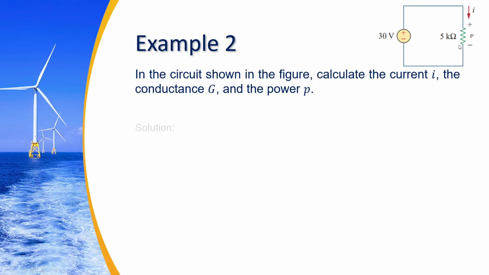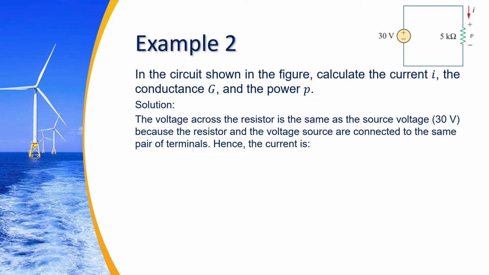Okay? So, first, the voltage across the resistor is the same as the source voltage. Yun nga, meron tayong 30 volts. Because the resistor and the voltage source are connected in the same pair of terminals. So, ano ba yung same pair of terminals? Ito yun. Meron tayo dito sa taas, meron tayo dito sa baba. Parehas yung terminal sila ng source natin at ng resistor.